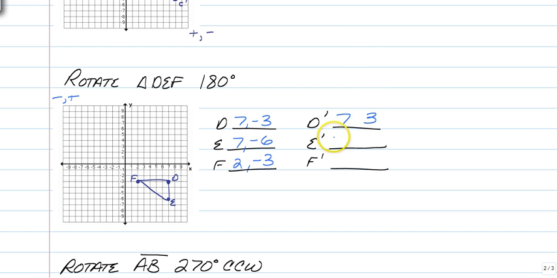7, 3. 7, 6. 2, 3. Notice I did not put any positives or negatives because that's taken care of by the quadrant. Over here, everything's negative, positive. So we have negative 7, positive 3. Negative 7, positive 6. Negative 2, positive 3. Go plot them. Here's our D prime. Here's our E prime.